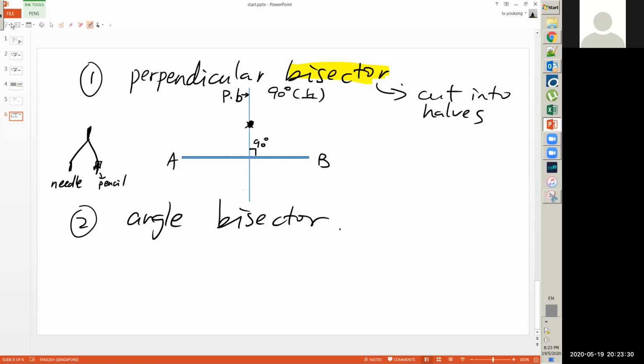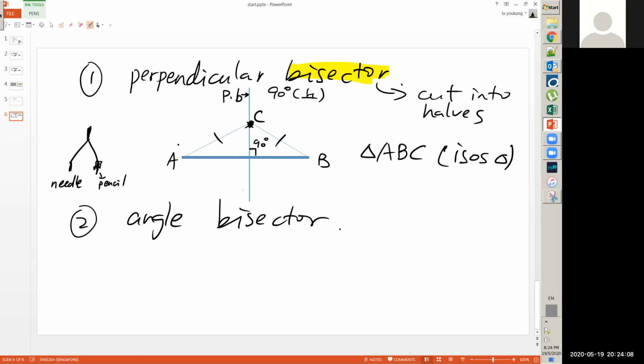So this point, right? If you were to draw a line from A to this point, and a line from B to this point, what do you think? The distance is the same. This one and this one is the same. So that means, let's say this point is your point C, this will be an isosceles triangle.